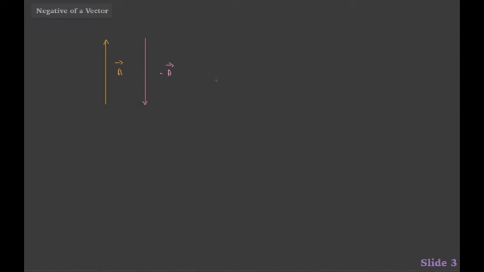So again, the negative of vector A has to be a vector that, when added, equals 0. So this negative A vector, if we add it to this vector over here, it should equal 0. So that is the negative of a vector. That's how we get the negative of a vector.